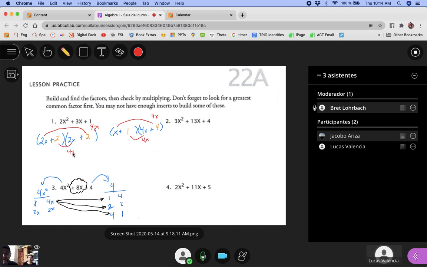We forgot to draw the rectangles on number 3. So, in this lesson, do we need to draw each one of these? If the instructions tell you build it, yes, draw it out.